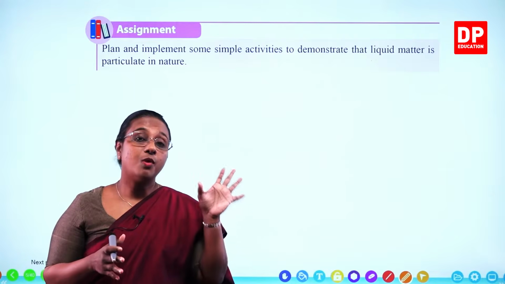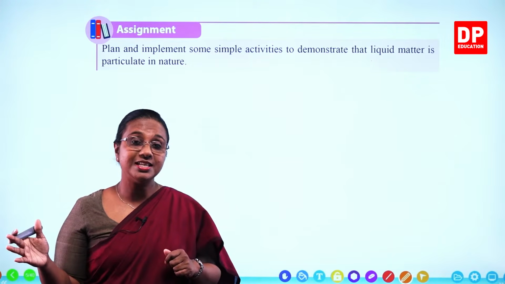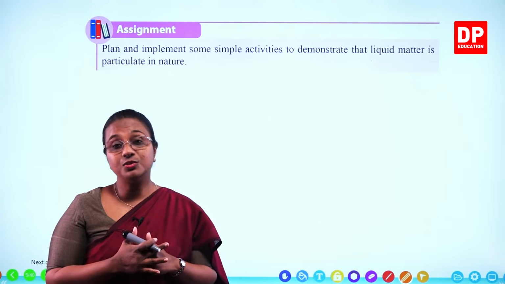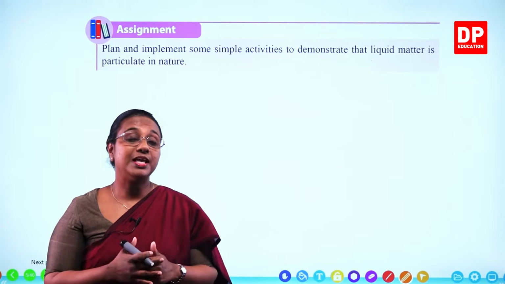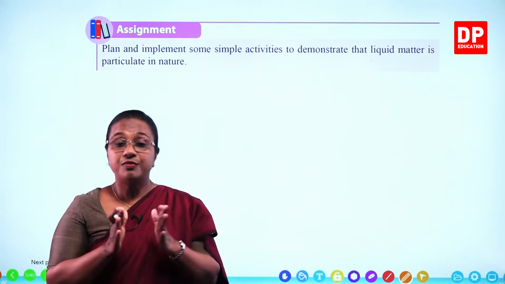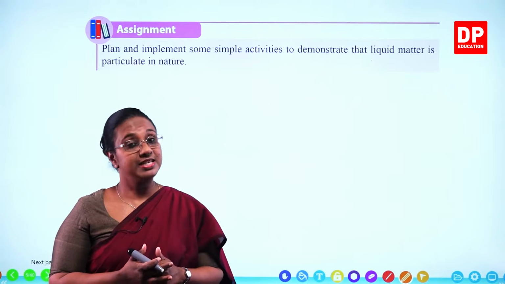So water is discontinuous in nature, and lime juice is discontinuous in nature. So you are able to mix them. The particles of the two liquids mix properly because there are spaces between the particles. So from that we can confirm that liquids are discontinuous in nature.